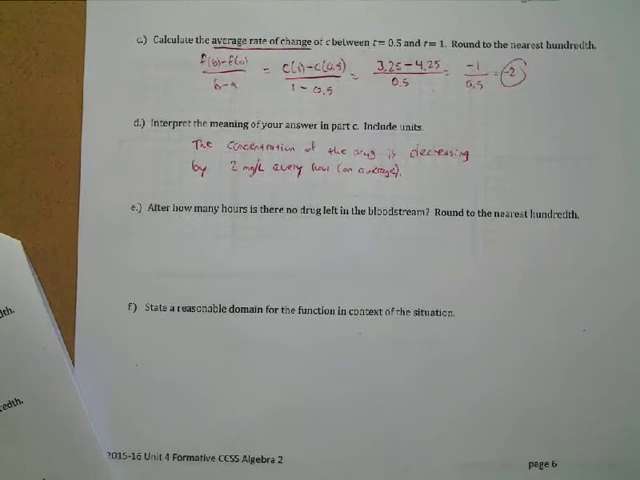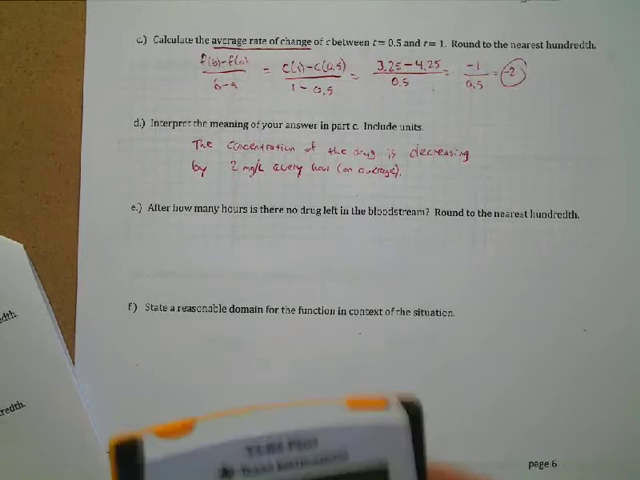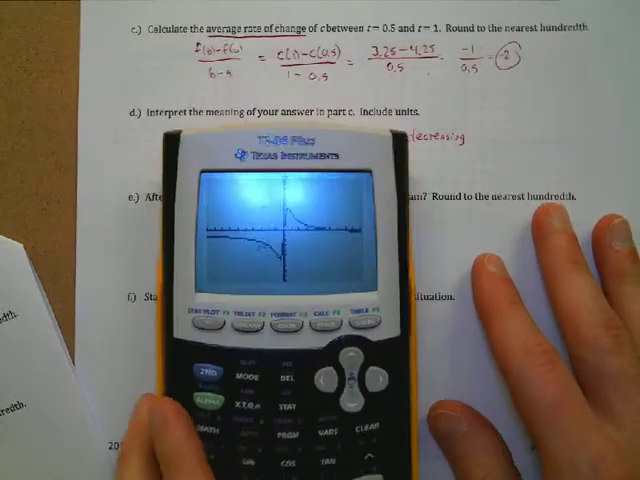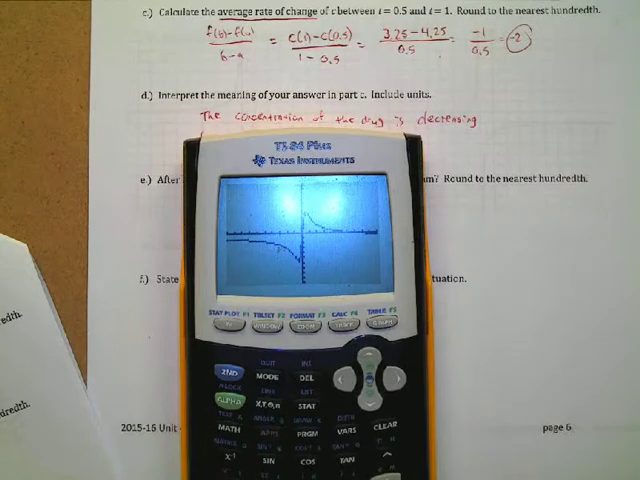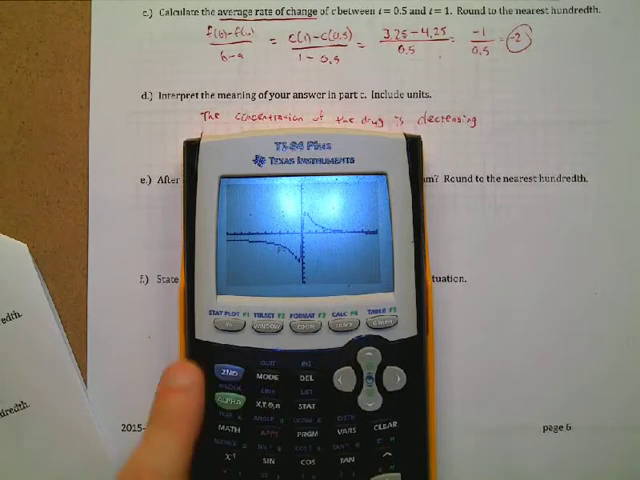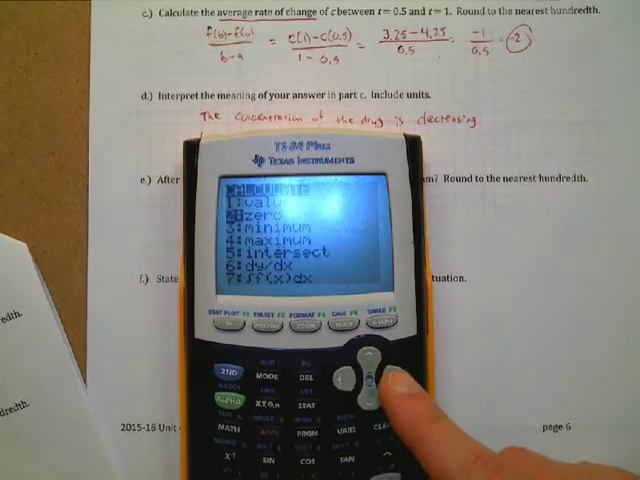Anyway, letter E. After how many hours is there no drug left in the bloodstream? Round to the nearest hundredth. Okay, so let's take a look here. Where are we going to be looking on our calculator, on our graph? Where do we want to look to see where the drug is no longer in the bloodstream? At the zeros, right? Does it look like our graph crosses 0 here? Yeah, it does, right about in here. And so what we'll do is use the 0 command there. So second trace, go to 0, hit enter, okay?